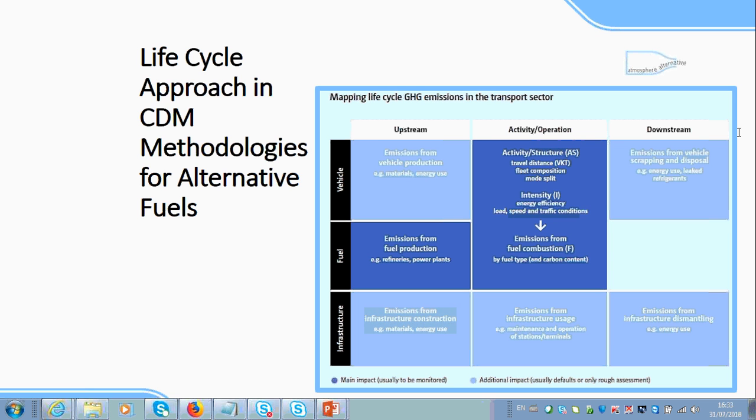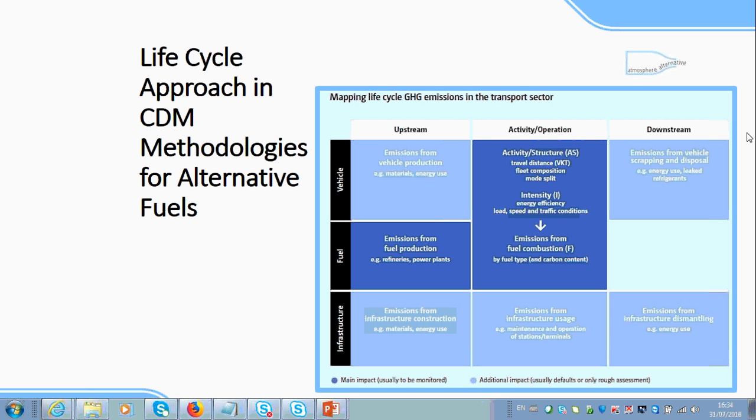So in the center is activity and operation. This is kind of the obvious step. Emissions related to fuel combustion need to be taken into account in order to understand what the emissions impact is of the use of an alternative fuel. Then obviously the upstream emissions that we've mentioned are also crucial. And in terms of biofuels, these are again related to cultivation and production of the biofuel, and the CDM methodologies account for these. At the same time, of course, the fuels that are being displaced by the alternative fuels, the fossil fuels, also have upstream emissions related to their production.